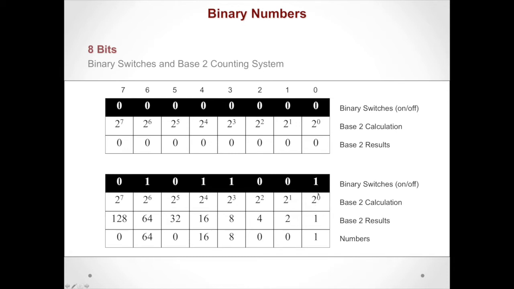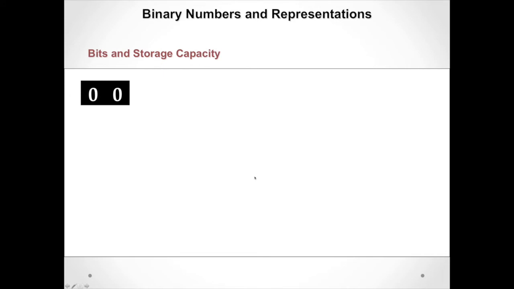So if I multiply this by this, I get a 1, so the power of 0 is 1, and that's a 1. And this is switched off, 0, switched off, 0. And this is switched on. So we multiply 1 by 2 to the power of 3, which is 8. We get an 8. For this, we get a 16. 0, we get a 64. And if you add that all together, you get the result of what this binary equivalent is to a base 10 system. Let's look at binary numbers and representations, bits and storage capacity. Now we know binary systems, we can use it for counting.